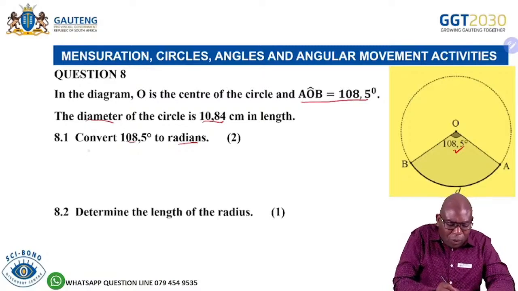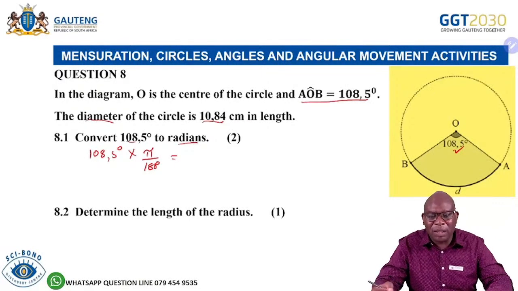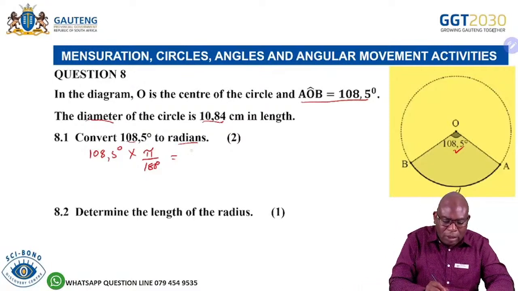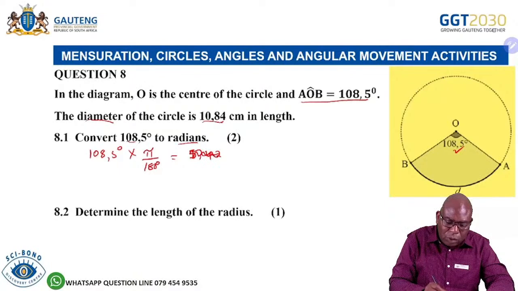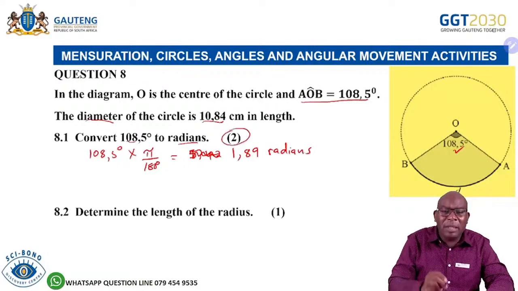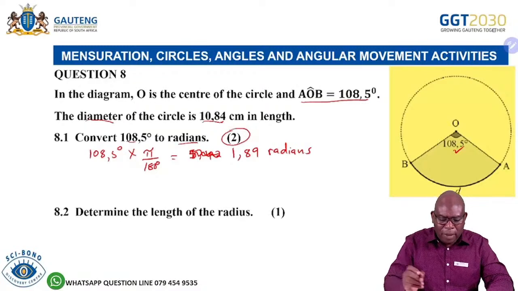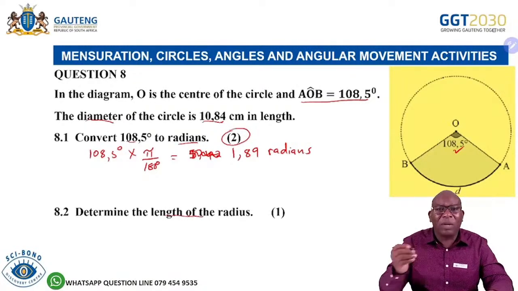So what do you say? 108.5 multiplied by pi over 180. Know that this is the formula for changing this into radians. That's a simple 2 marks. You go to your calculator, you work it out, and the answer is 1.89 radians. That's all that you do. So these are easy marks. The length of the radius, 1 mark. I mean, already I've got 3.